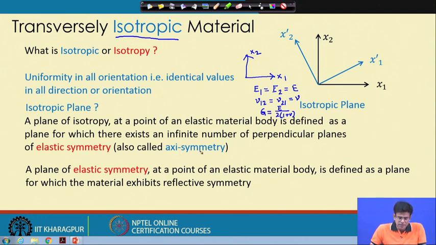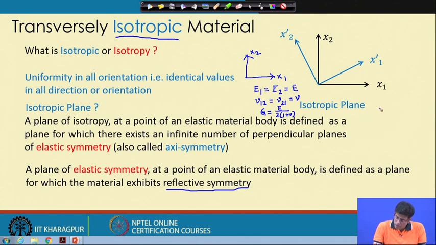So, that means if I consider x1 x2 as a plane of symmetry or plane of isotropy, then there is an infinite number of elastic symmetry planes along the x3 axis or perpendicular axis. So, this is what plane of isotropy means. Now, elastic symmetry at a point of an elastic material body is defined as a plane for which the material exhibits reflective symmetry. We know what reflective symmetry is.